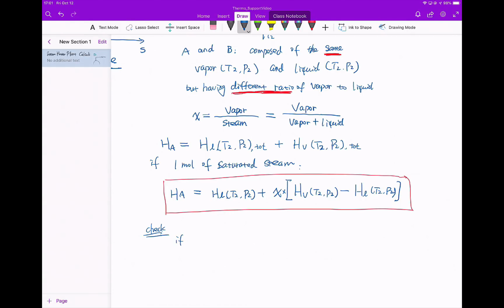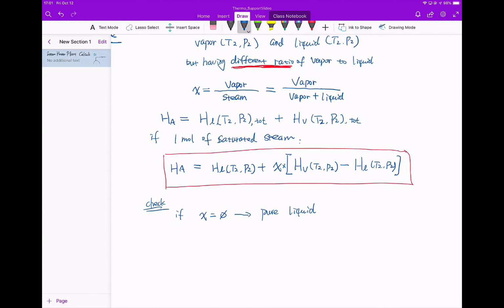If x goes to 0, meaning I have no vapor at all, then this is a pure liquid. And if I use this x equals 0 in the equation in the red box, then I would have HA. Yes, x goes to 0, then the whole term would be HL at T2 P2. It is indeed the pure liquid.